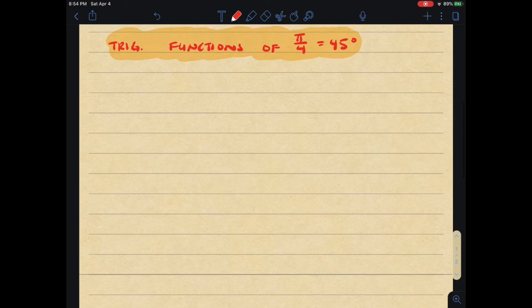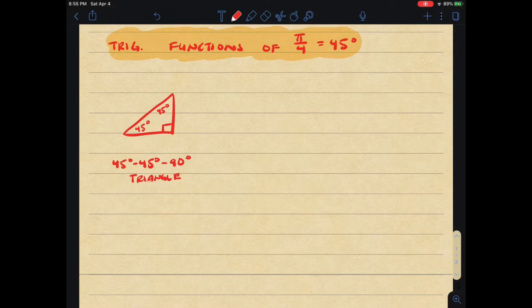So what we're going to do is we're going to first draw a right triangle. And the first triangle that we're going to be looking at is a triangle that you studied in geometry. It's called the 45-45-90 triangle. It gets its name because those are the angles of the triangle, right? You're going to have a 90-degree angle, and you're going to have two 45-degree angles.